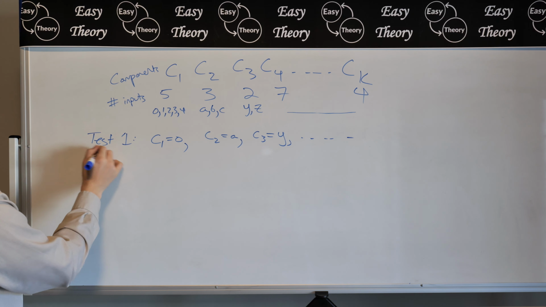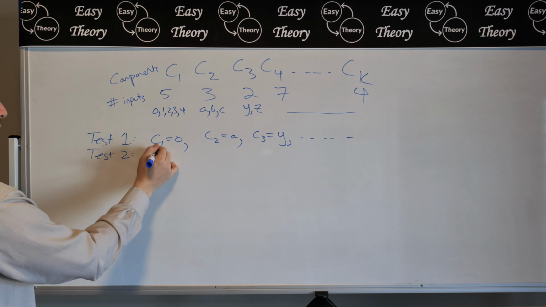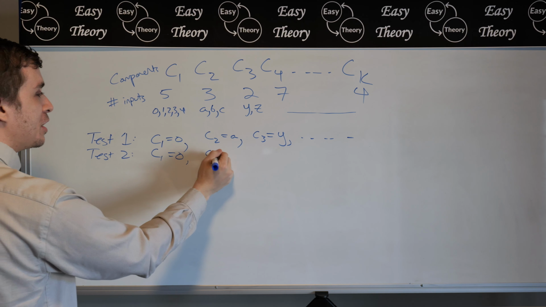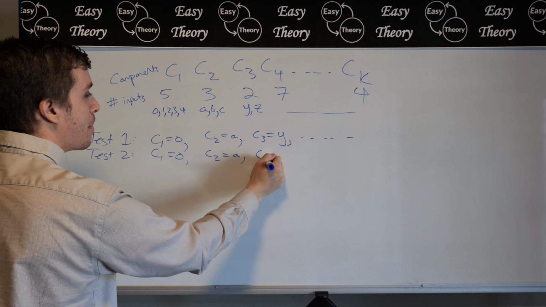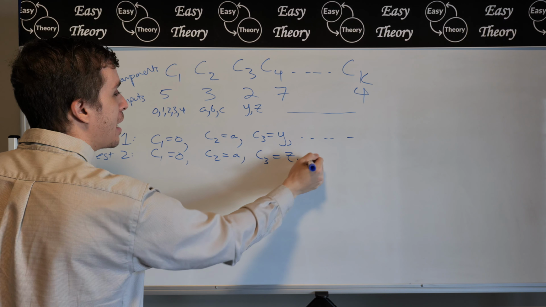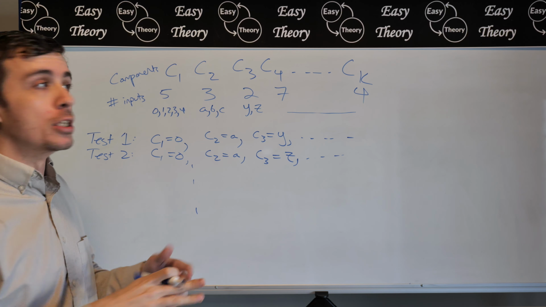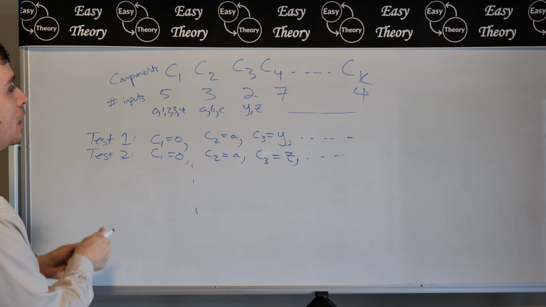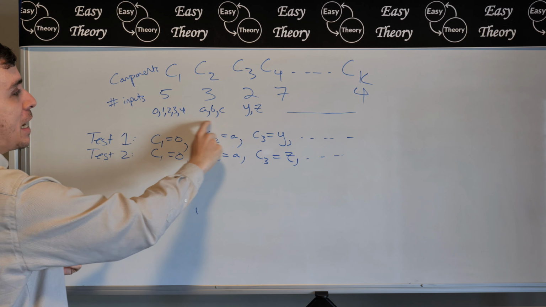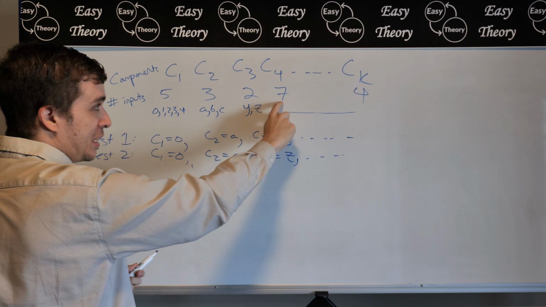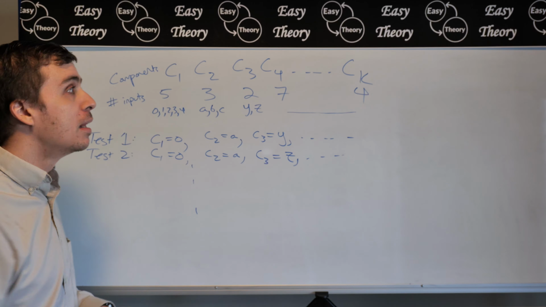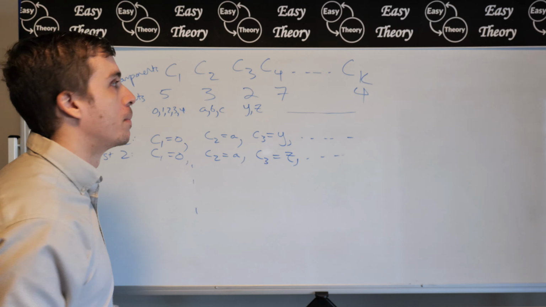And then I'm going to have another test, which is going to be C1 also 0, C2 is A, and then maybe C3 is the other value this time. And then we can carry on through all of the combinations of the components. So there are 5 possibilities for this one, 3 for this one, 2 for this one, 7 for this one, and 4 for the last one, and so on for all the other components that there might be.